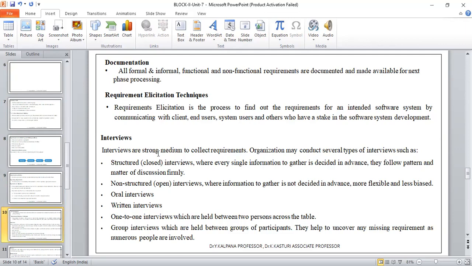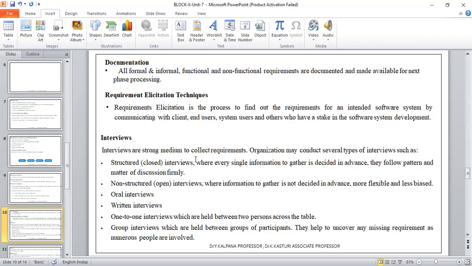Okay, who are involved, so developers are also involved. Client, end user, system users, and these developers will also be involved in the requirement elicitation techniques. Mainly, the analyst will be responsible for gathering the information. System analyst. Okay, the first technique is interviews. Interviews are a strong medium to collect requirements.